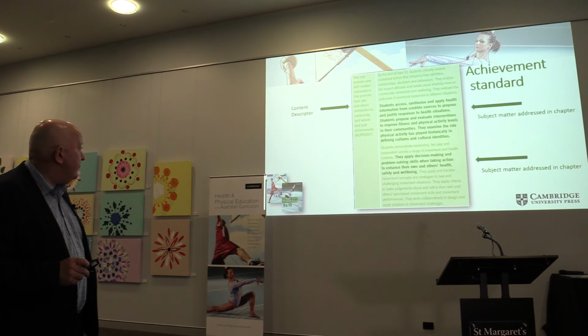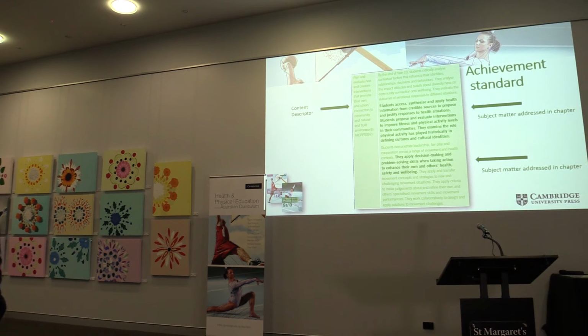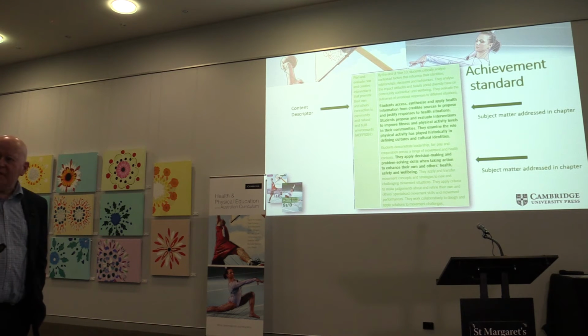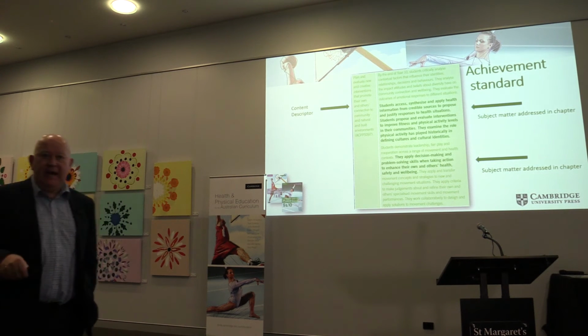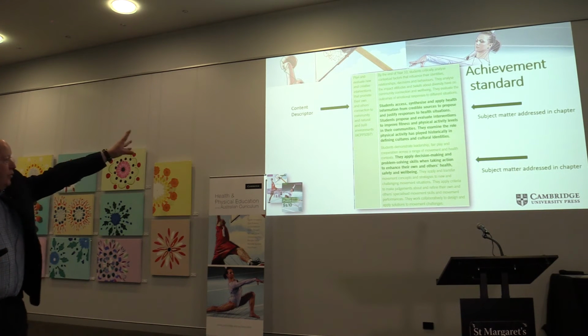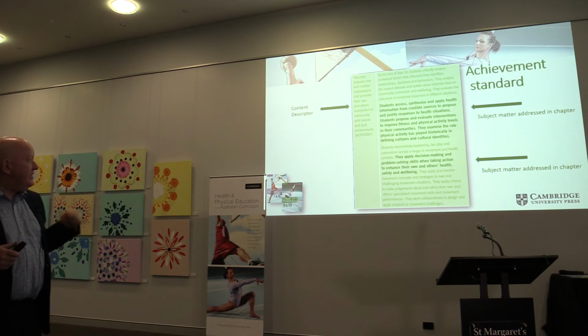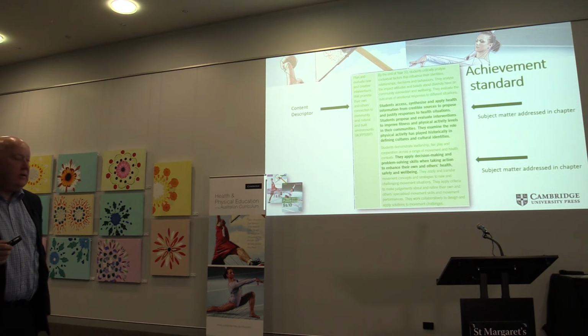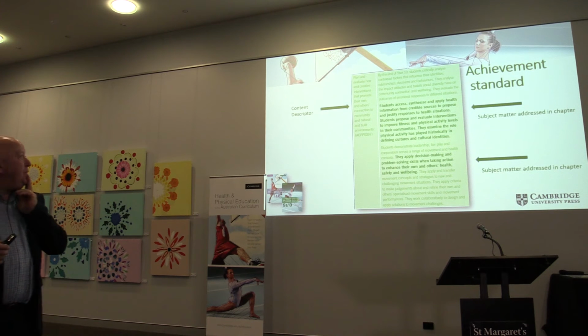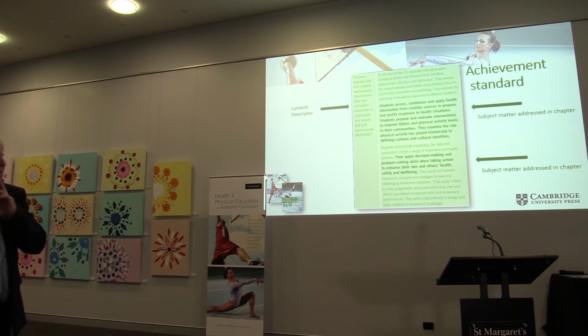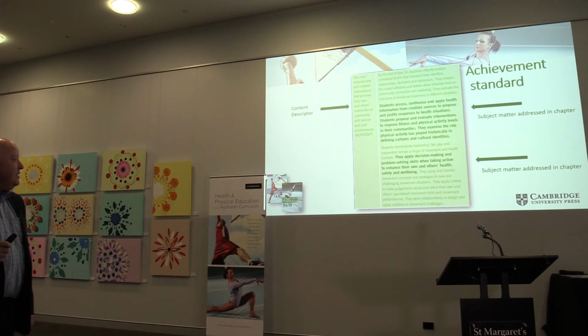Let's go back to that front cover again. So in the achievement standard, the particular subject matter of this chapter works around students accessing, synthesising and applying health information from credible sources to propose and justify responses to health situations. Students propose and evaluate interventions to improve fitness and physical activity levels in their own communities. They examine the role physical activity has played historically in defining cultures and cultural identities.